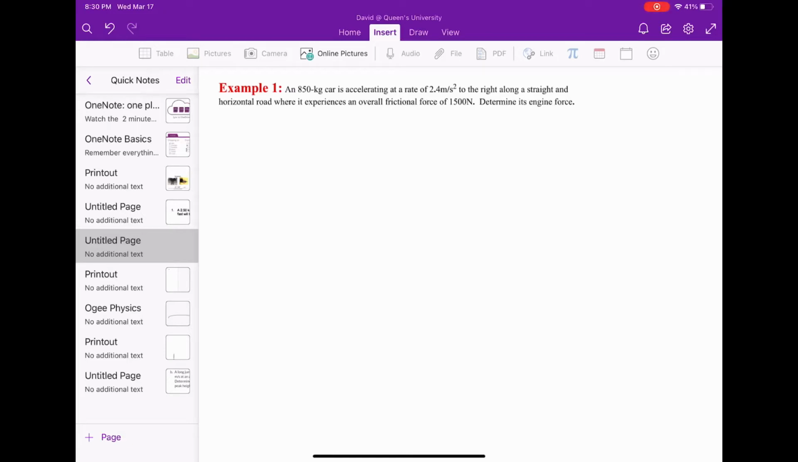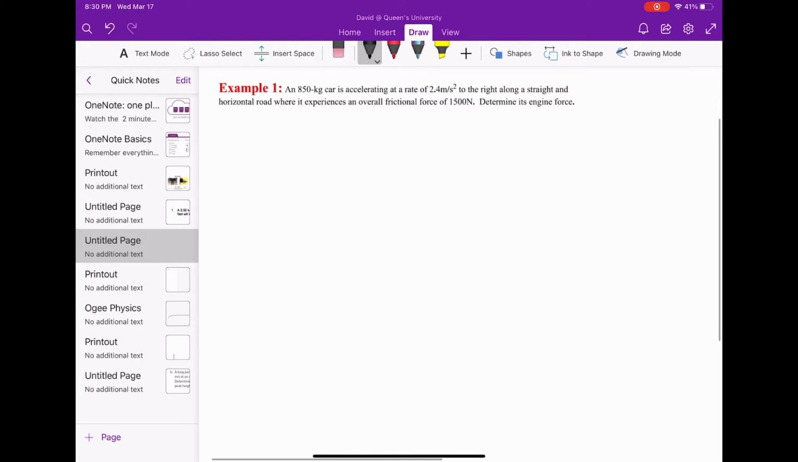Hey everyone. Today's example is going to be force-based and Newton's second law based. So here we have an 850 kilogram car accelerating at a rate of 2.4 meters per second squared to the right. So let's start with that.